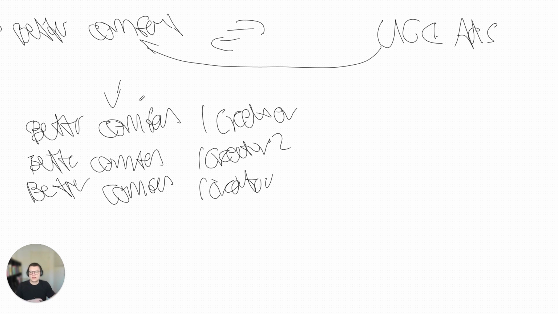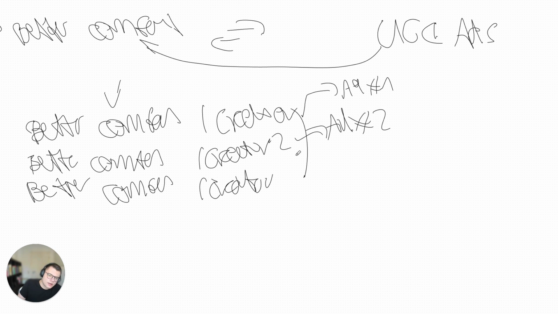You found your best angle, you think this angle is going to work for UGC as well, and then you test different creators. Within these creators, you then have 3 different ads: ad 1, ad 2, and ad 3. So it's 3 different ads from the same creator.